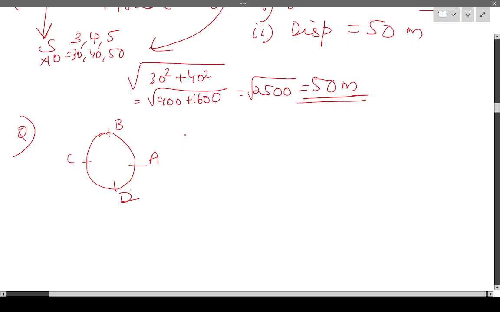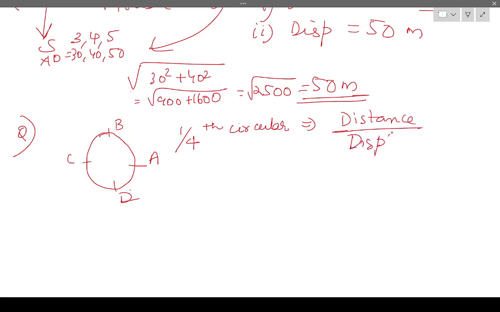Okay. So it is covering 1/4 of the circular path. Now the question is, what is the ratio between distance by displacement? This is the question. So the person is going from A to B, and whose radius we can find from here itself.